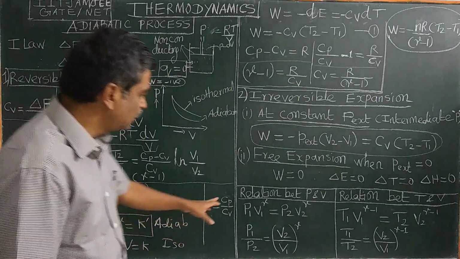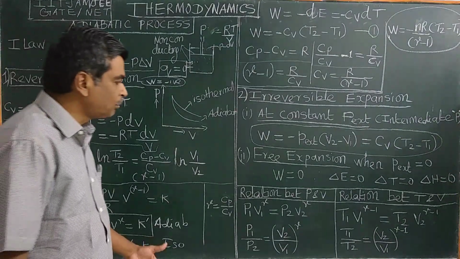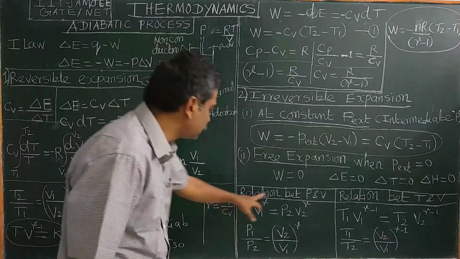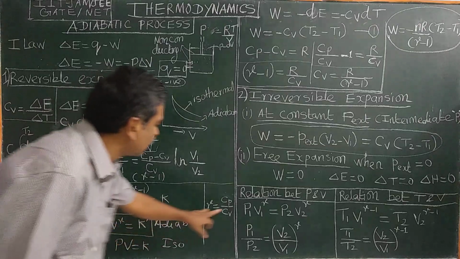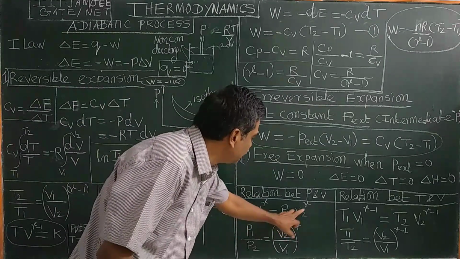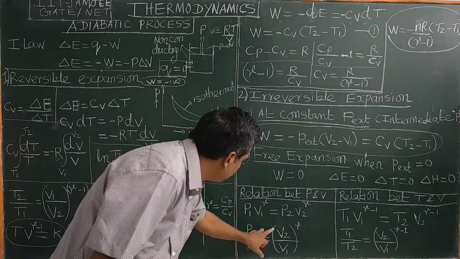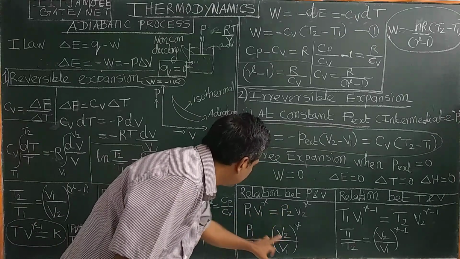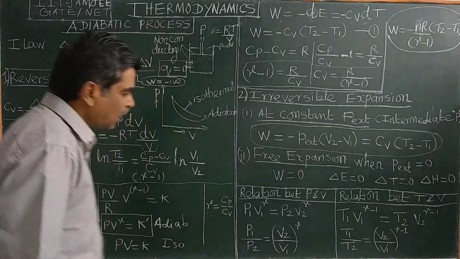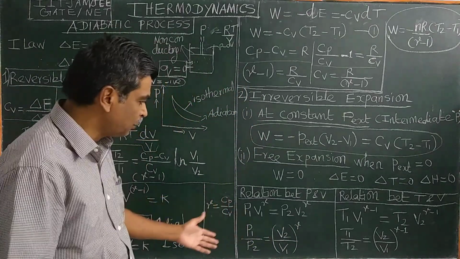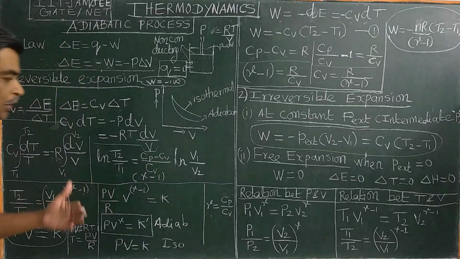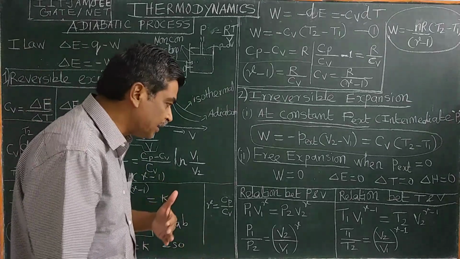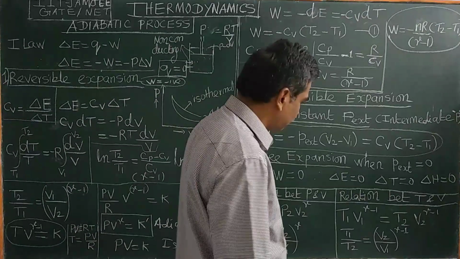Now, I have given the relation between pressure and volume. There will be several problems based on this concept, for example, PV to the power gamma equal to constant. Therefore, P1 V1 gamma equal to P2 V2 gamma. Therefore, P1 by P2 equal to (V2 by V1) to the power gamma. For example, they will give initial pressure, final volume, initial volume. They will ask what is the final pressure during the adiabatic expansion. The same expression is used for adiabatic compression also.